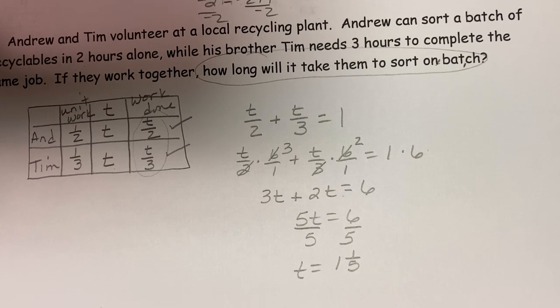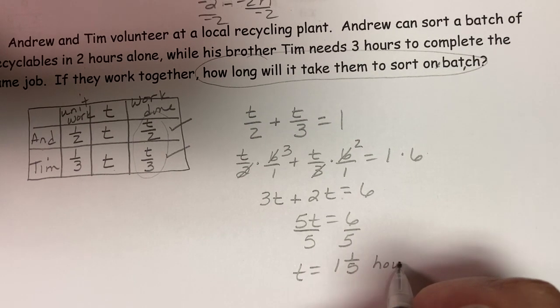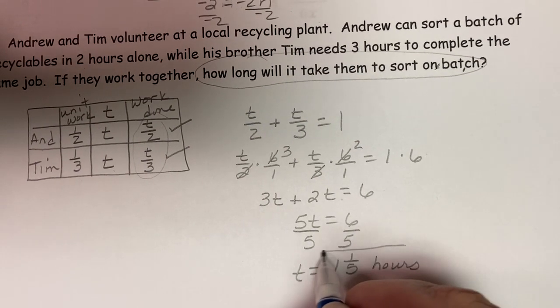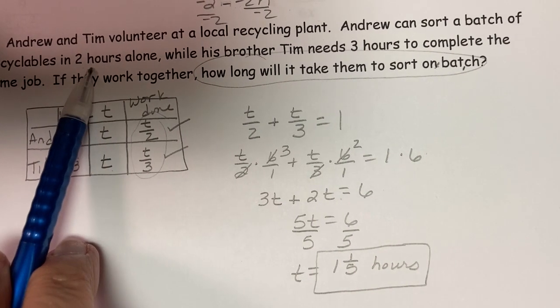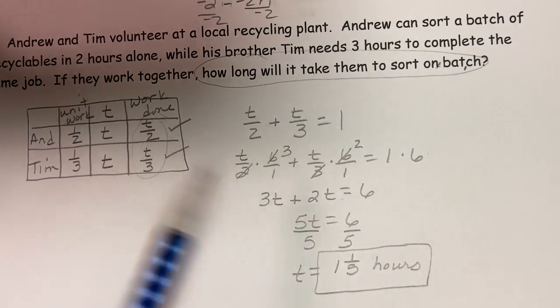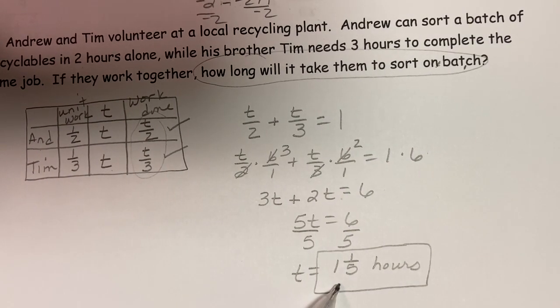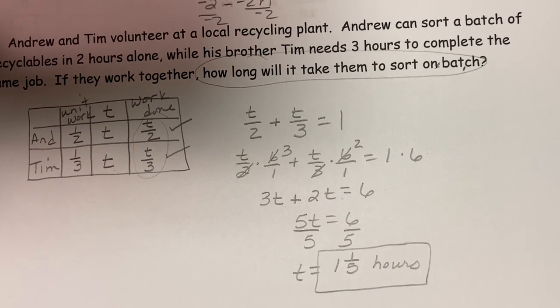Now remember that represents time, so it's 1 1/5 hours. Does that answer make sense? If it takes Tim 2 hours to do it alone, with help, it's going to take him less than 2 hours. So 1 1/5 hours makes sense. And there you go.